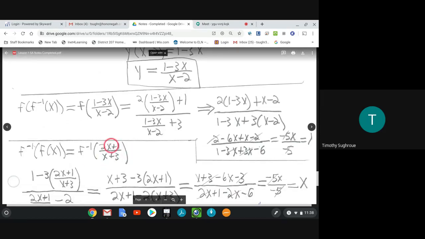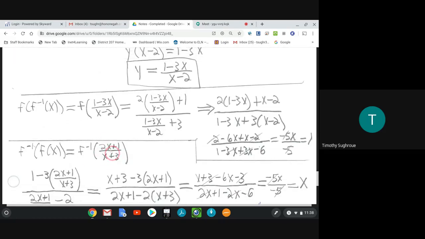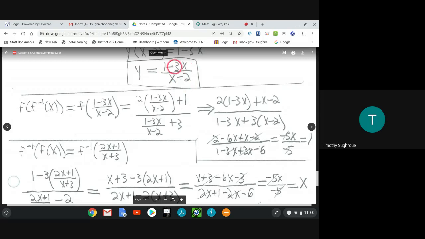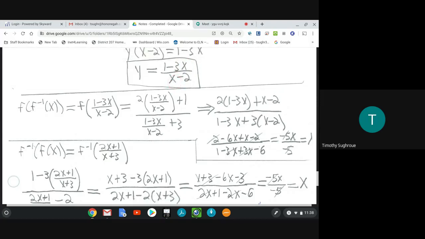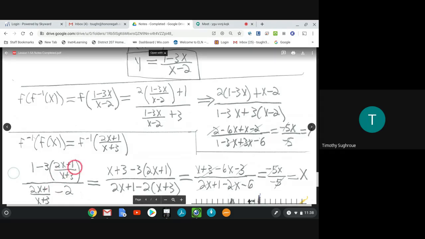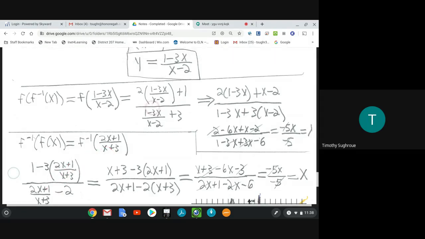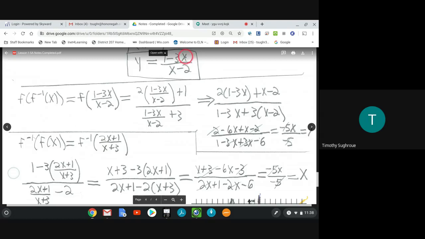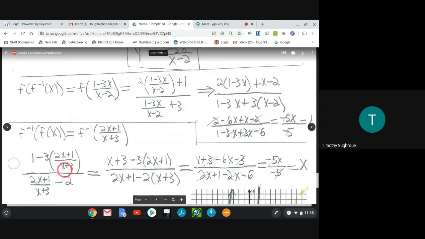This is the new input into my inverse function. This is my inverse function right here. But this input has to go in here and here. That's what creates the complex fraction. So if I plug 2x plus 1 over x plus 3 in for x both here and here, here's what we get out.